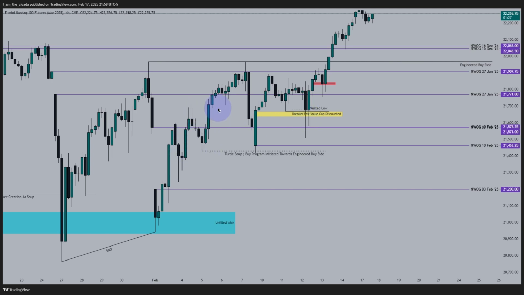Through this high, low, high, low, low, bearish breaker turned bullish turtle soup, we also have a low, high, lower low, giving us a sweep on this low, which then initiates to create a higher high. And consequently, where does this higher high end up being? At the engineered buy side. It's fascinating how these things line up like this.